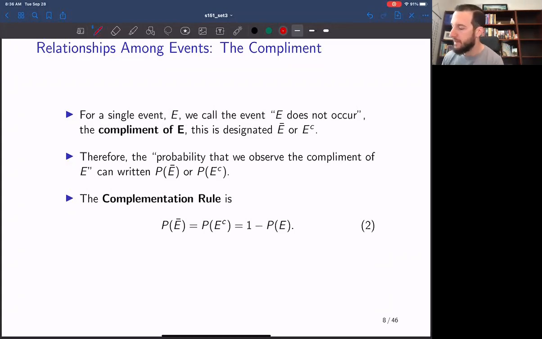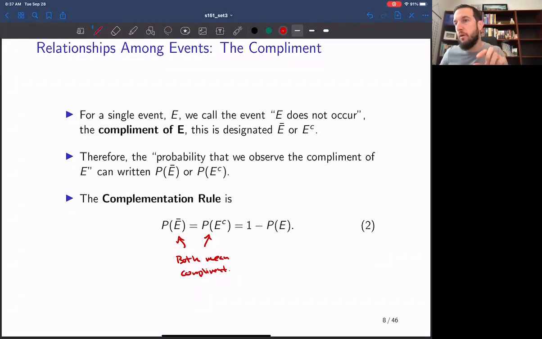And the complement can be designated as either E, or it can be designated using either the bar symbol or a little c in the superscript. So these two notations both mean complement, right? So just two different ways of saying the same thing. Whichever one you prefer is fine. There isn't one that's more right than the other. There's just multiple notation for complement.